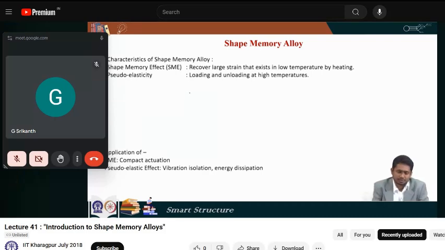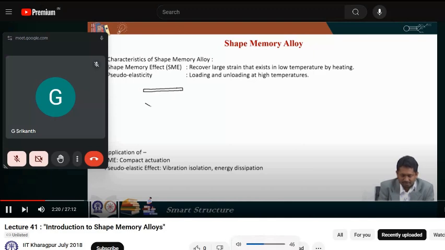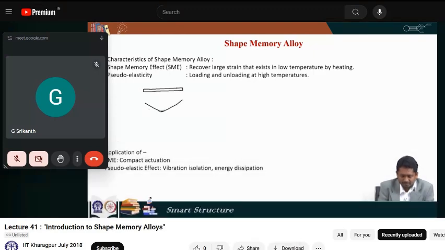So shape memory alloy shows two types of special behavior. One is shape memory effect and another is pseudo elasticity, and this is its undeformed shape. Suppose that we give it some deformation and we deform it in some fashion, maybe deform it to this shape. Now this deformation is large, so if we remove the load, this material does not go to the previous original shape, so some deformation remains. So it's kind of plastic deformation.